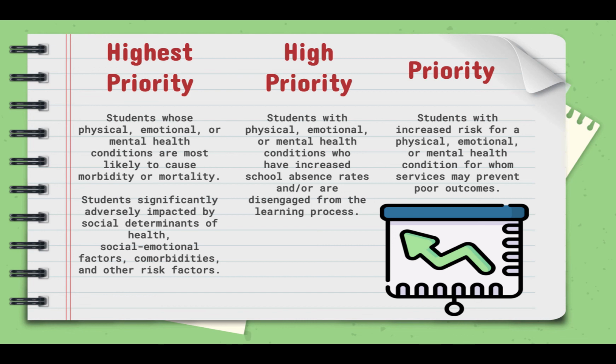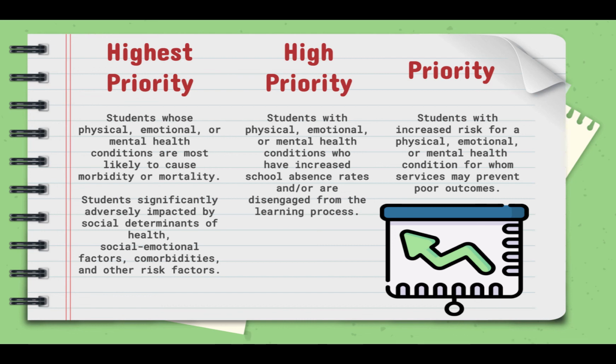And the priorities, remember, will shift depending on circumstances and the day and the student and the time. And so, unfortunately, students that require Tier 3 services should be prioritized. And you're going to consider these priority categories. So the highest priority students are those with physical, emotional, or mental health conditions that are most likely to cause actual morbidity and mortality. Now, it doesn't say that those in high priority or priority aren't likely to cause morbidity and mortality, but these are most likely to.